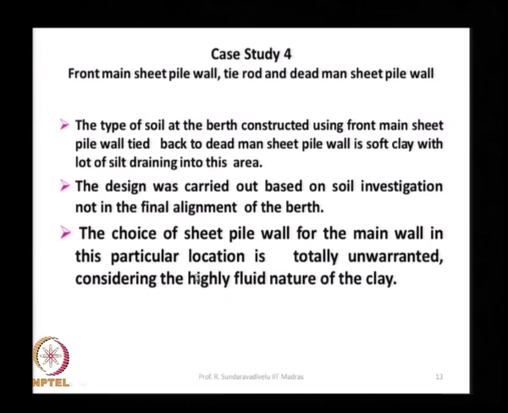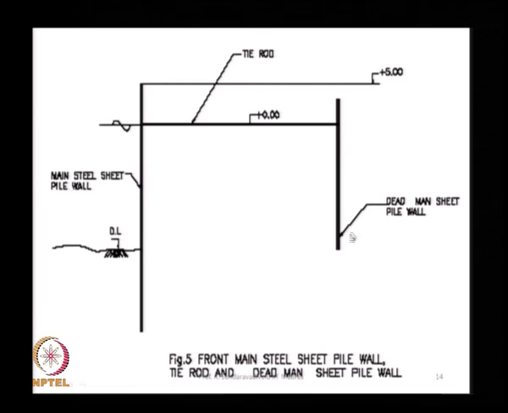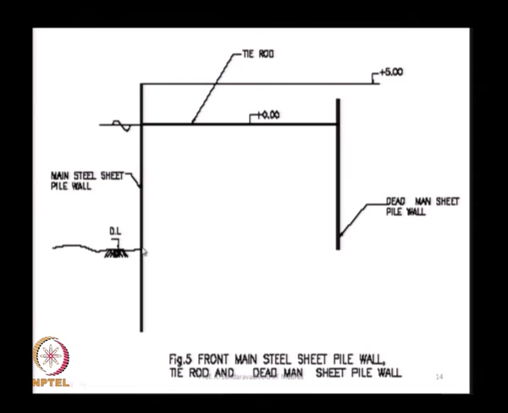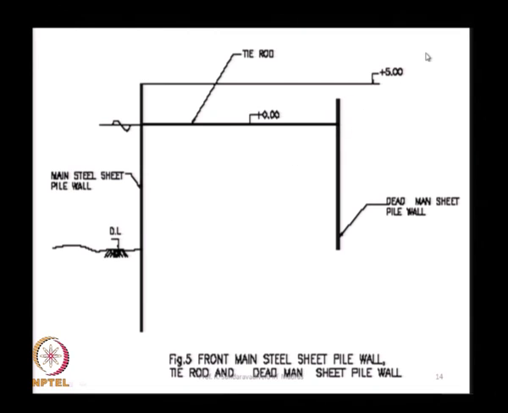So, considering the heavy fluid nature of the clay, the choice of sheet pile is totally unwarranted, but they have gone for this. They have provided this main wall here, they have put the dead man wall here, they have located the dead man wall within this active zone itself. The distance should be more than 30-35 meters, they have located within about 20 meters. That means the full dead man sheet pile wall will not get any passive resistance, only some portion below this active wedge will be resisting.